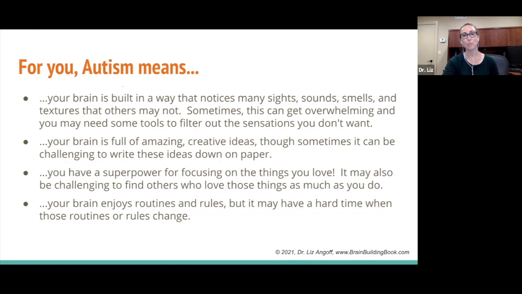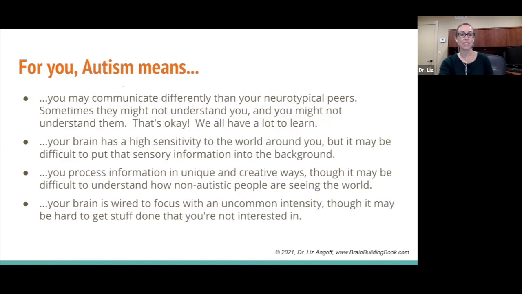Or you have a superpower for focusing on the things that you love. It may also be challenging to find others who love these things as much as you do, but we're going to figure that out. You process information in unique and creative ways, though it may be difficult to understand how non-autistic people are seeing the world. Or autism means your brain is wired to focus with an uncommon intensity, though it may be hard to get stuff done that you're not so interested in.